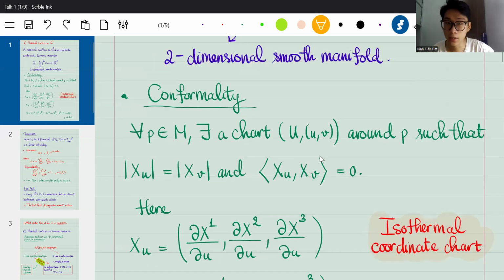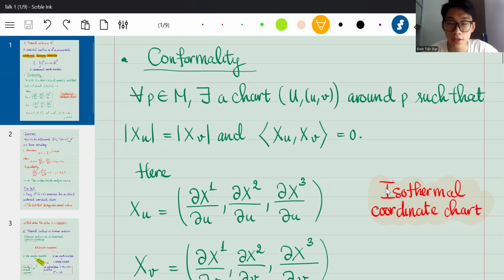So when we say that an immersion is conformal, it means that at every point P on the manifold, there exists a chart around P such that the tangent vectors, that is the derivatives of the map with respect to U and V, form an orthogonal basis of the tangent space. And we also require the two tangent vectors to be equal in length, right? Such a chart is called an isothermal coordinate chart.